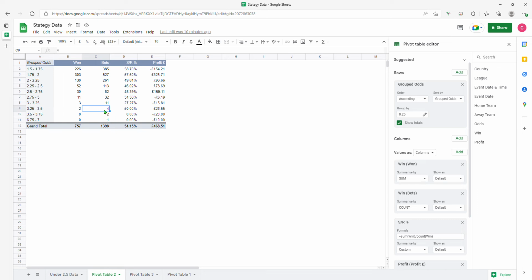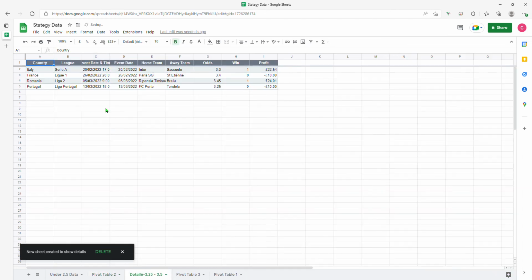So all you do is, if you double click on that 4, it'll break the 4 rows out into a separate sheet. So if I just double click on it now, as you can see down here, it's created a new sheet called Detail 6 3.5, Detail 6 3.5 to 3.25 to 3.5, and these are the 4 games. So you can see that it does actually work out. You can see the 4 games that we've put the money on.